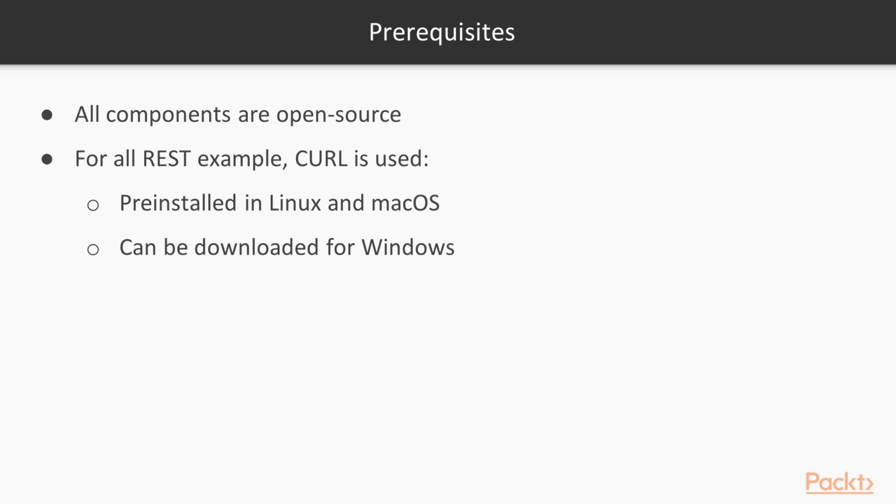For this course, we will need a computer, of course. Even software required is easily available, as all of the components we use are open source and available for every platform. For all the REST examples, the curl software is used to stimulate the command from command line. It's commonly pre-installed in Linux and macOS operating systems. For Windows, it can be downloaded from its site and put in a path that can be called from command line.